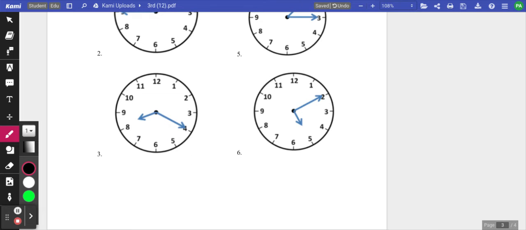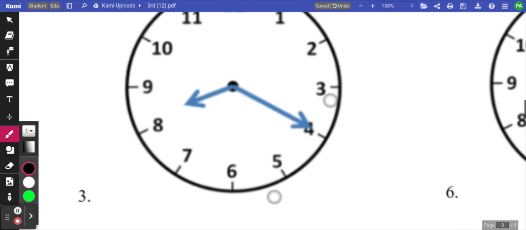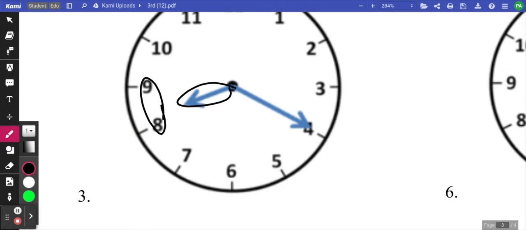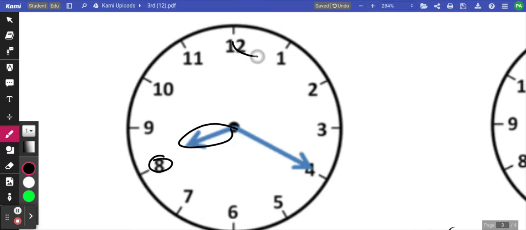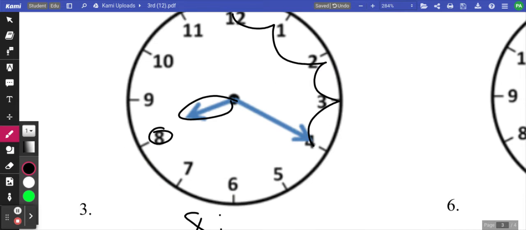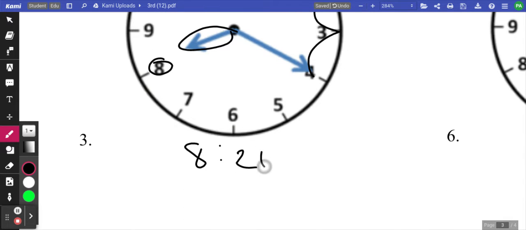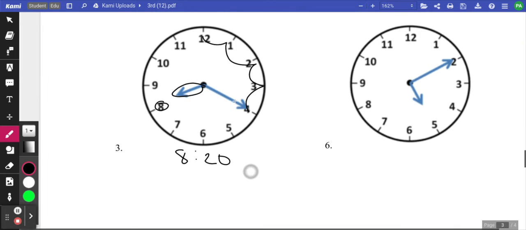One more. So we see that the hour hand is between 8 and 9, but since it hasn't approached 9 yet, which is the next hour, we're going to go with the hour of 8. And once again, we're just going to count with the 5. So 5, 10, 15, 20 minutes. So you get a time of 8:20.